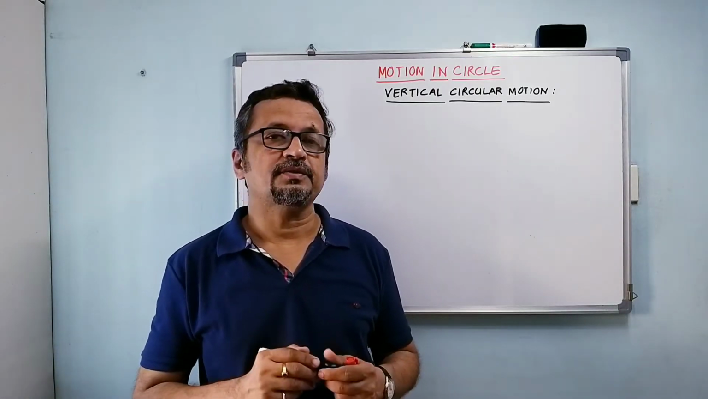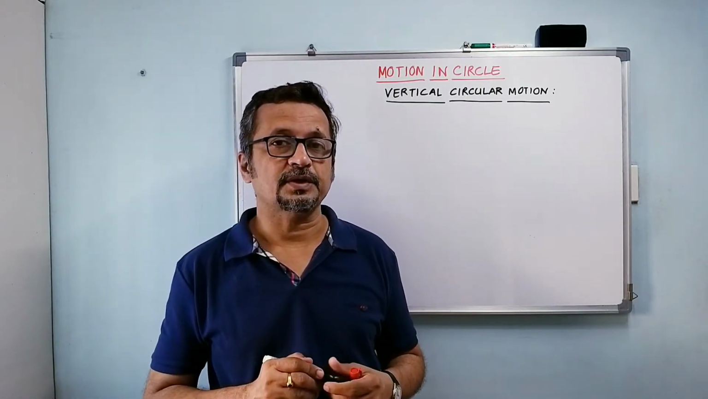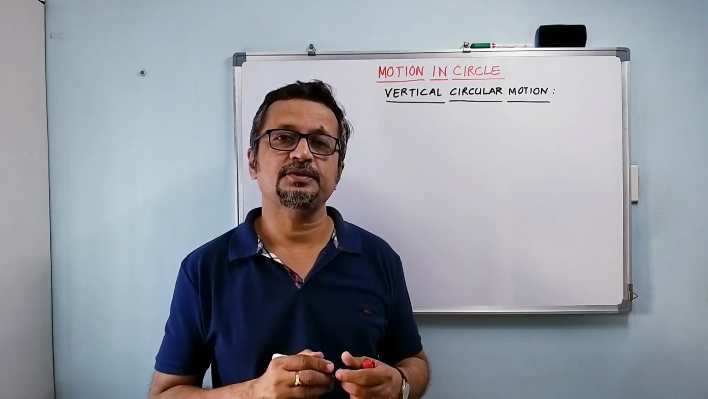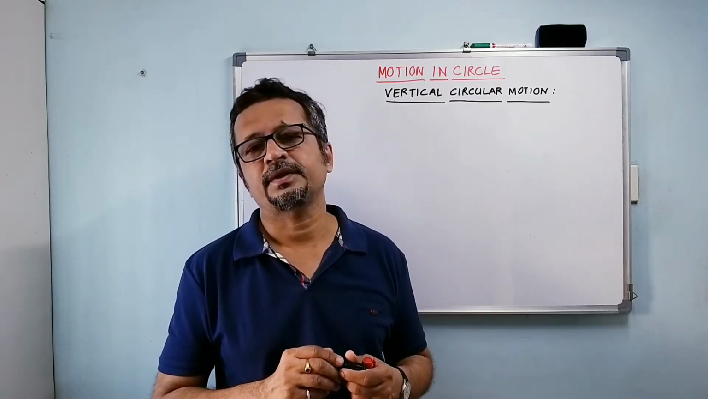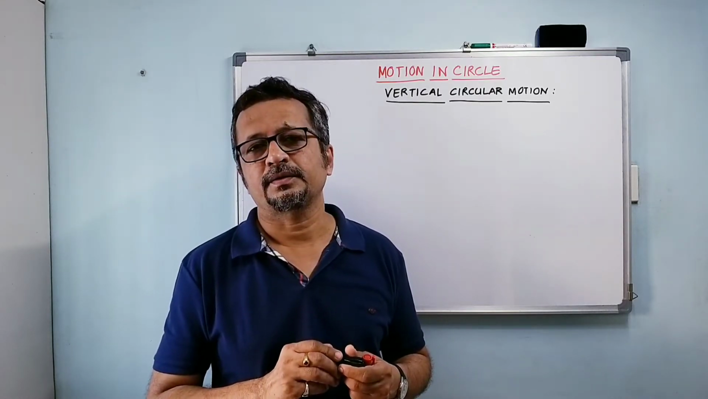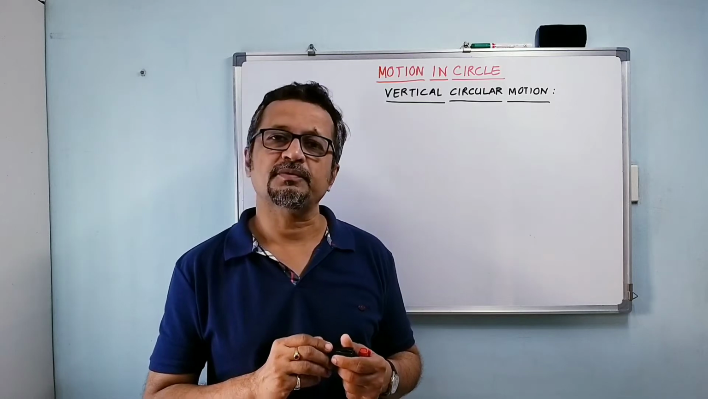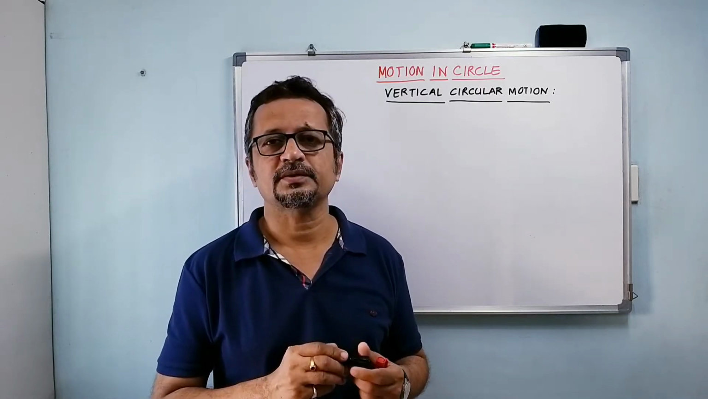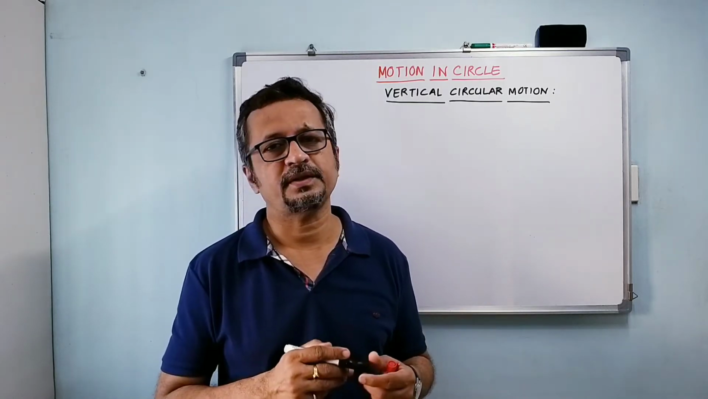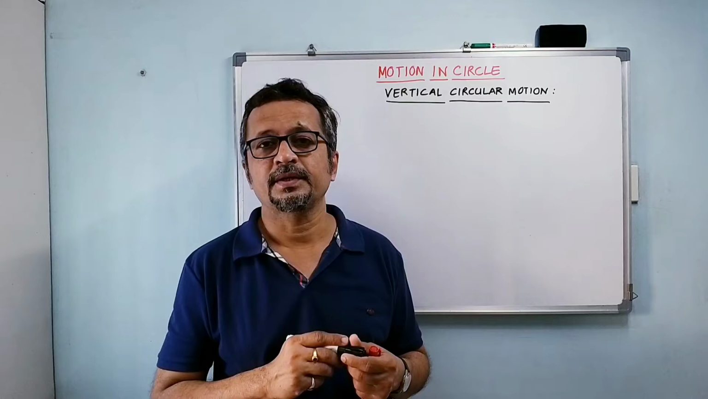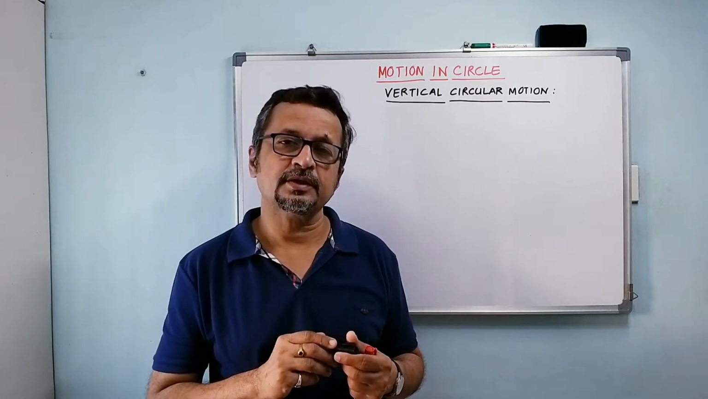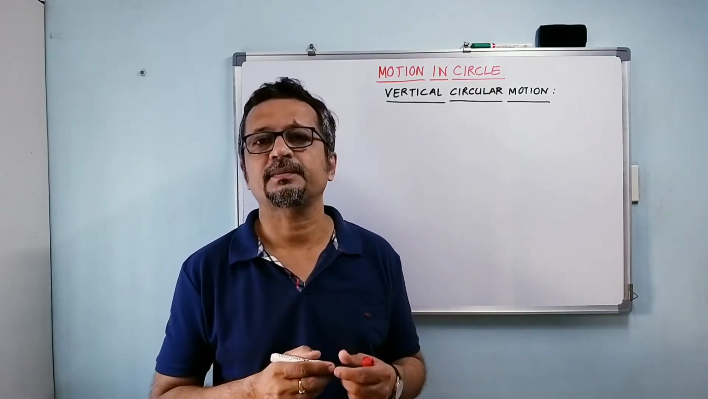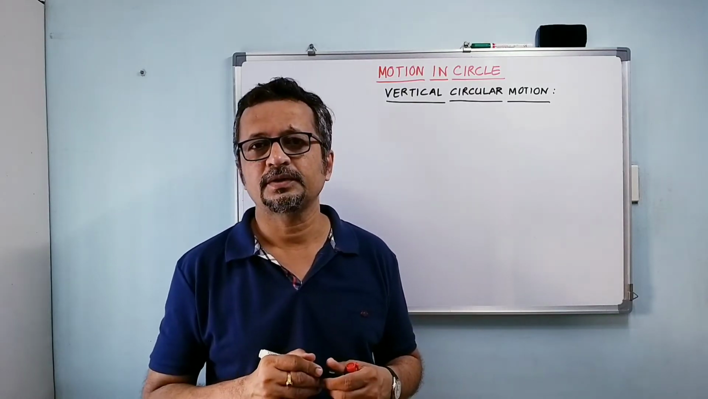What is the difference between vertical circular motion and uniform circular motion? The difference is in UCM, the linear speed of the particle performing uniform circular motion is constant, right? It doesn't change at any point of time. But when we consider vertical circular motion, the speed is not the same at all points. Let us now see what it is.